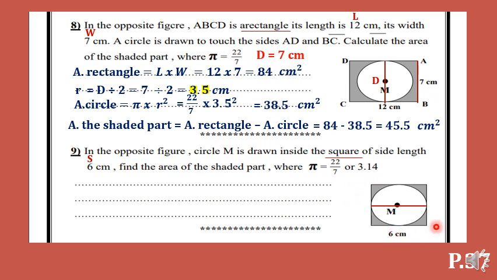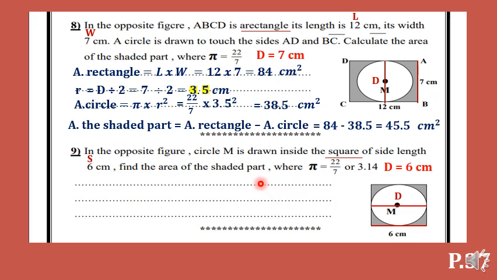Now we have this circle inside this square and the circle touches the sides of the square. We can use this information to find the length of the diameter. This is the diameter of the circle, which equals the side length of the square, which equals 6 centimeters. So D equals 6 centimeters.